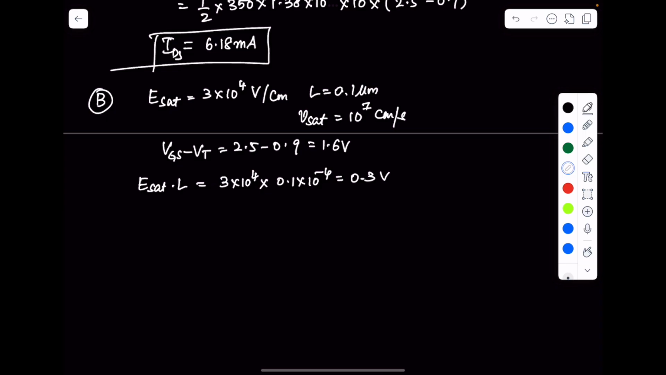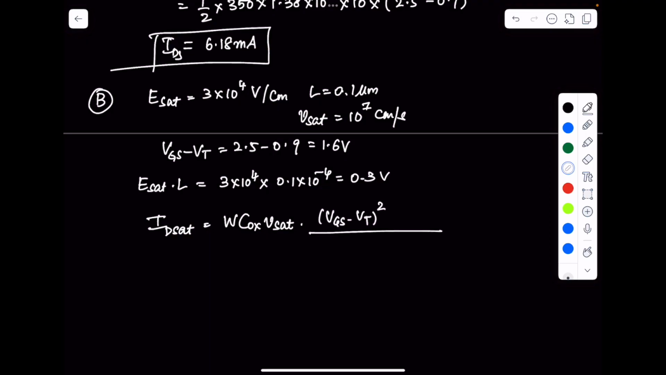And so if I look at ID sat, my ID sat is going to be given by W into Cox into VSAT, into VGS minus VT the whole squared, divided by VGS minus VT plus ESAT into L. This is the drive current of the MOSFET when I assume that velocity saturation is occurring in the device.